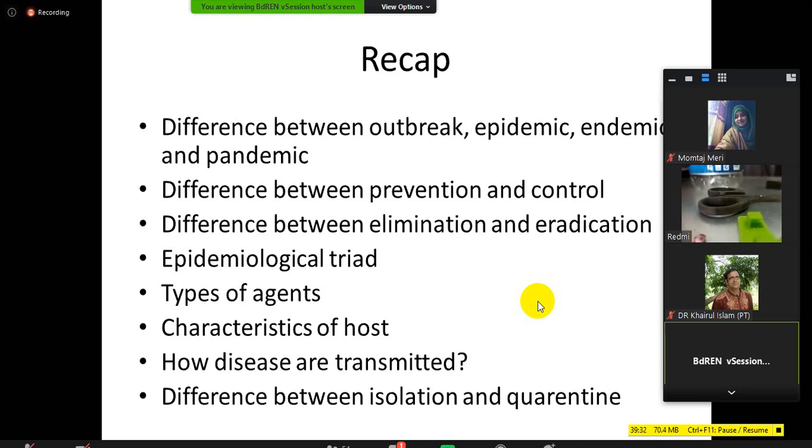Like you are advised to use a mask. Why? Because once somebody is coughing or sneezing, he will pass his virus through aerosol. That aerosol can enter through your nostril, your mouth, or even the mucus layer of your eyes, and in this way that person can get the infection. That is why we should use glasses and masks.